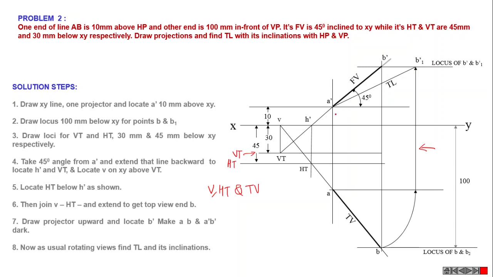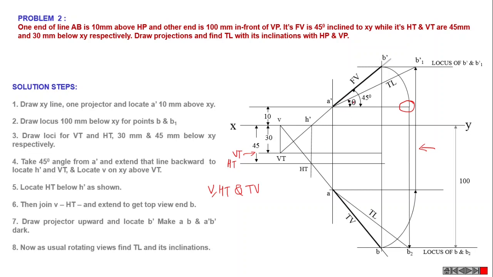Then we can find out that true length A dash B1 dash. Then again by rotating the front view in such a way that the front view becomes parallel to the xy line, we can project that point, and we can easily locate the point B2 dash. We can easily locate the point B2, and AB2 will become the true length in plan, and the angle between true length in elevation and xy line becomes theta.